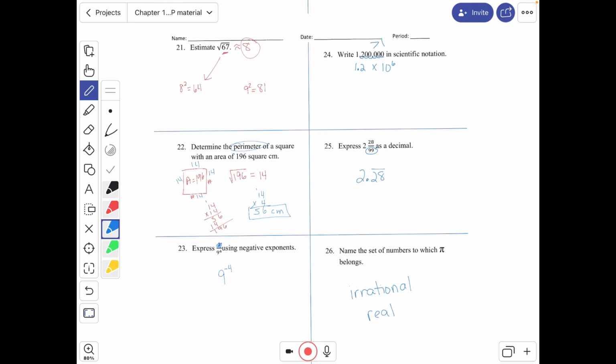Please take this paper home and study. You will have a test tomorrow.